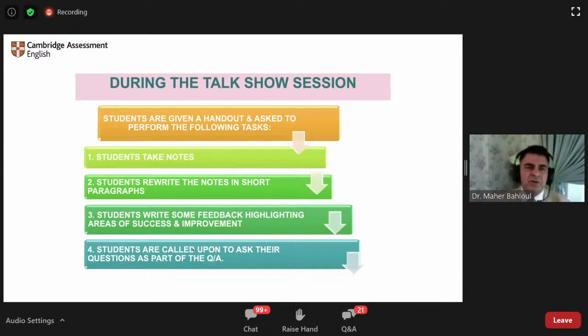Now during the talk show session, students are given a handout. I'll show you a sample, and they are asked to perform the following tasks. Usually they take notes, as I mentioned earlier. They rewrite the notes in short paragraphs, and they write some feedback highlighting areas of success and improvement.